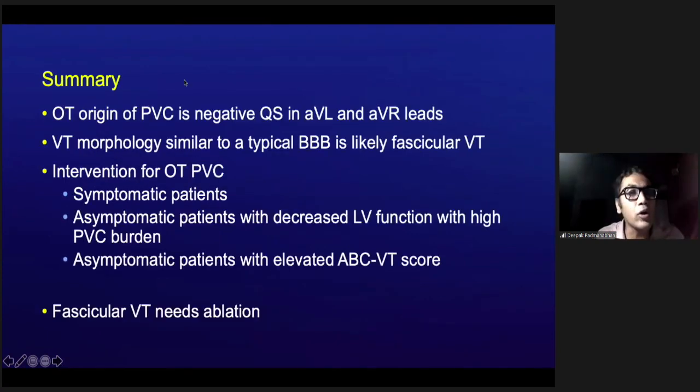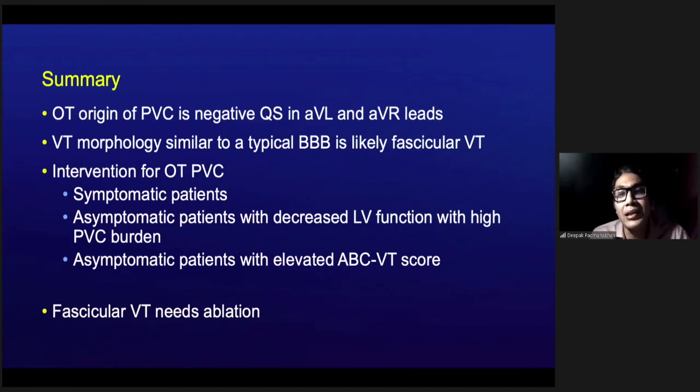In summary, therefore, the outflow tract origin of a PVC is negative QS in AVR and AVL leads. The VT morphology, similar to a typical bundle branch block, is likely fascicular VT, with the caveat that it doesn't look like a typical bundle branch, but has an RS which is not going to be greater than 1.